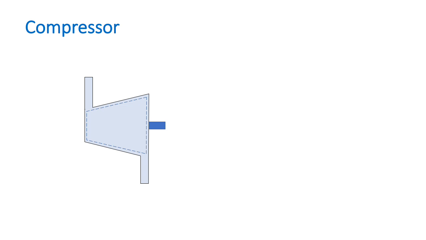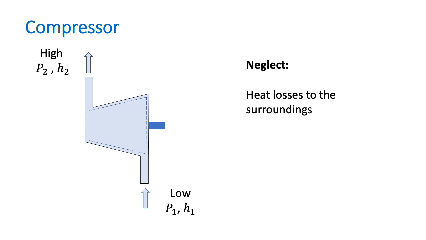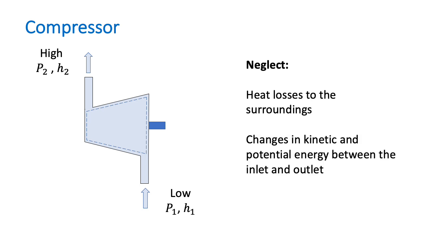We can write a similar energy balance for a compressor. In a compressor, the gas enters at a low pressure with a low value of the enthalpy. It leaves at a high pressure with a higher value of the enthalpy. Again, we'll neglect heat losses to the surroundings and changes in kinetic and potential energy.